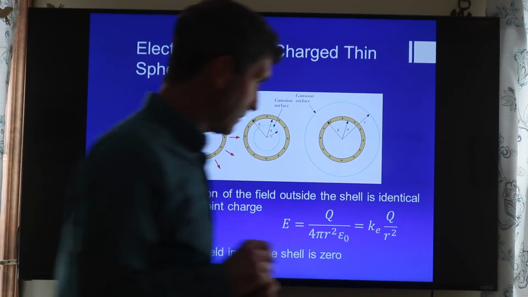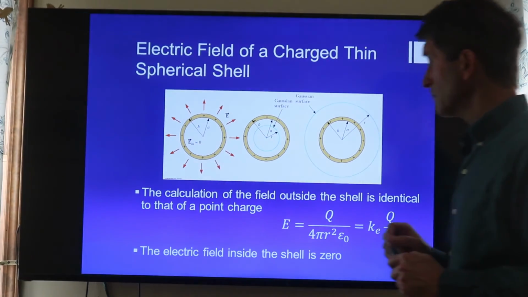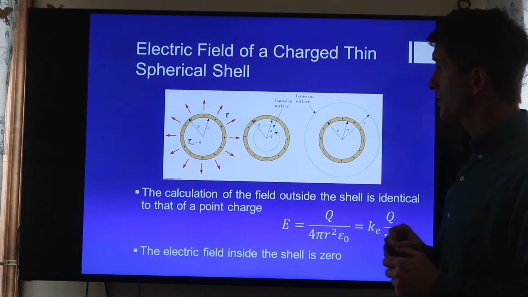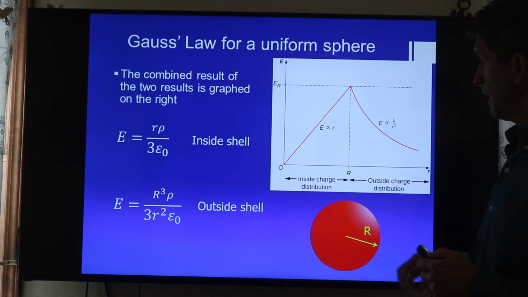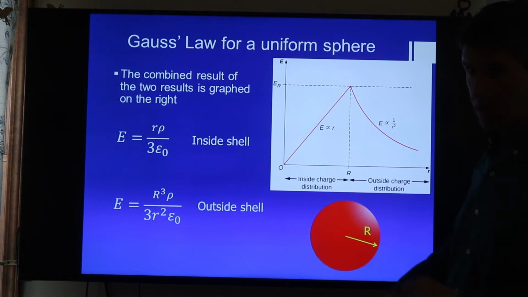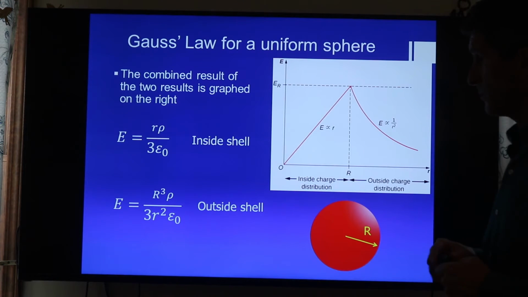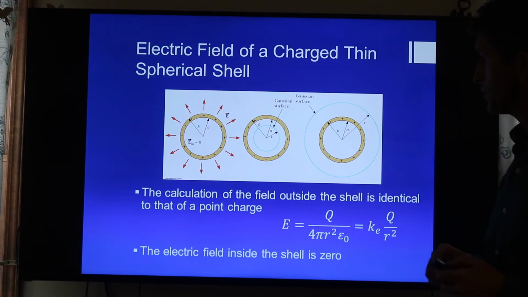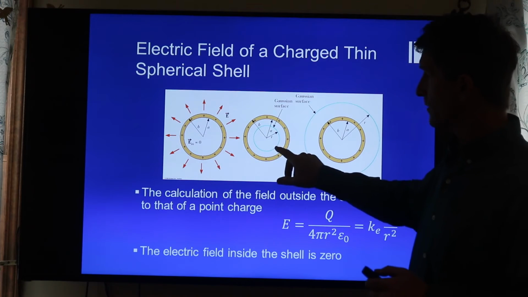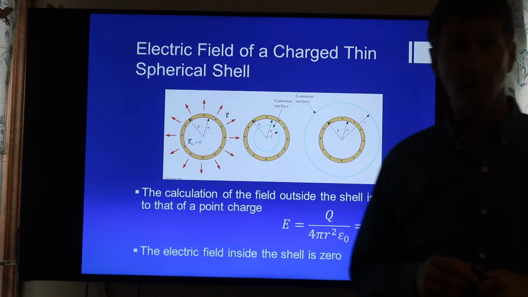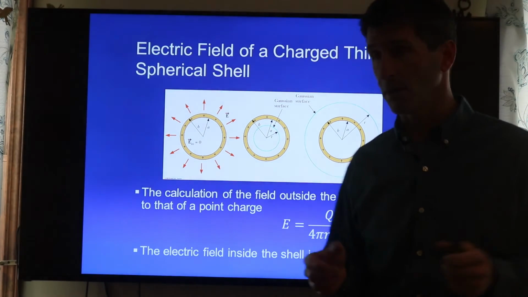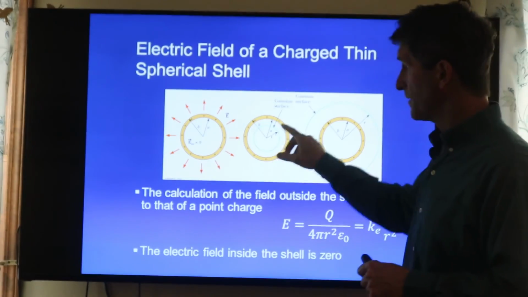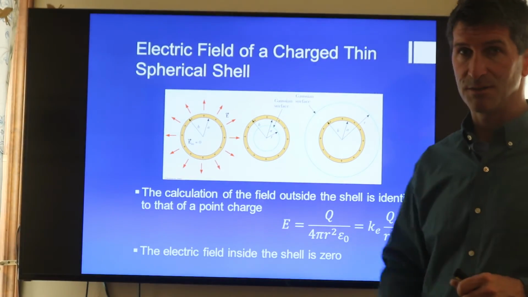Here we go. This is the electric field of a charged thin spherical shell. Now, again, before this thing was solid, it had charge distributed throughout. Now, if we have a shell, our Gaussian surface, this is a cutaway view, is going to enclose no charge, so the electric field inside this thing must be 0.